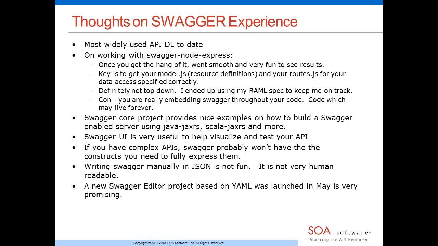Working with Swagger Node Express, once you get the hang of it, it went smooth, very fun to see the results. The key, again, is to really model your resources and definitions, and the routes that you want to take, and then everything else falls into place. Definitely not a top-down approach. I ended up using my RAML specification to keep me on track on what I was doing with my Swagger implementation. But that could be just the enterprise person in me, where I need a blueprint, a design, something to keep my thoughts in order and change and iterate.